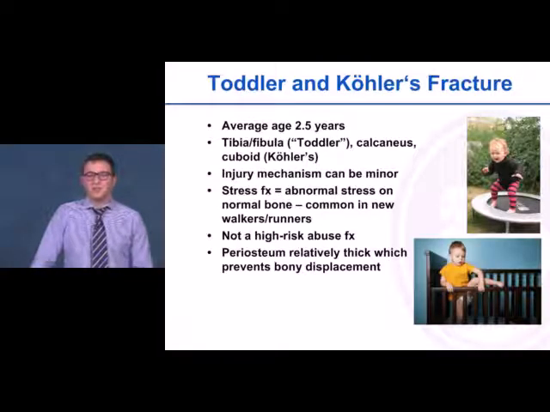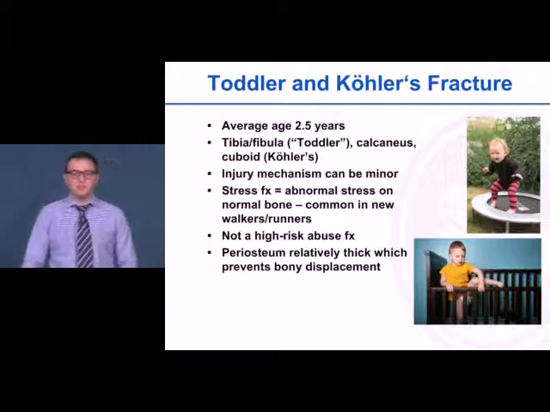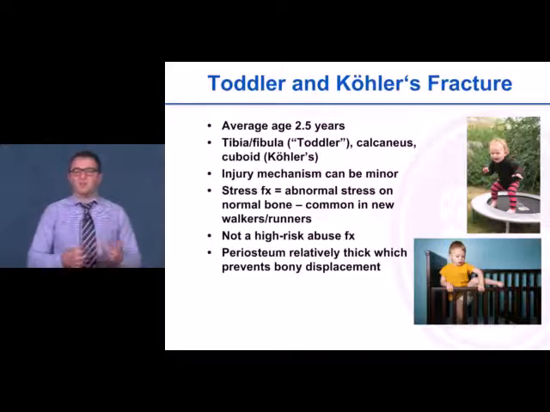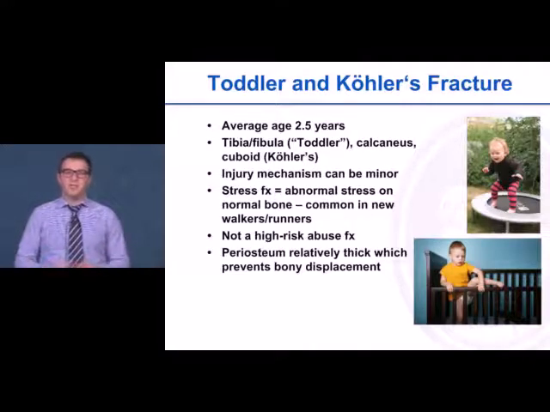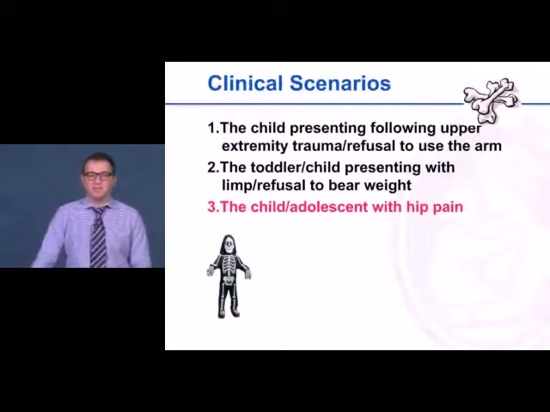So toddler's and Kohler's fractures are very common, mostly in young children between the ages of 2 and 4. The injury mechanism is often minor, and it's really like a stress reaction. It's not a high-risk abuse injury pattern, and it's usually something that will get better by itself. Most of these kids will limp for a couple weeks, and if they don't keep pounding on their leg, they will get better all by themselves. Often we'll put them in a cast or a boot to limit their symptoms and prevent them from getting any worse, but these often are fairly self-limiting.